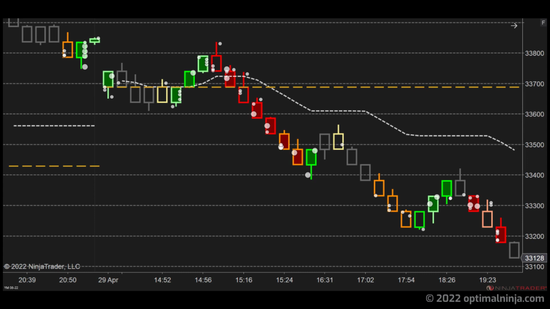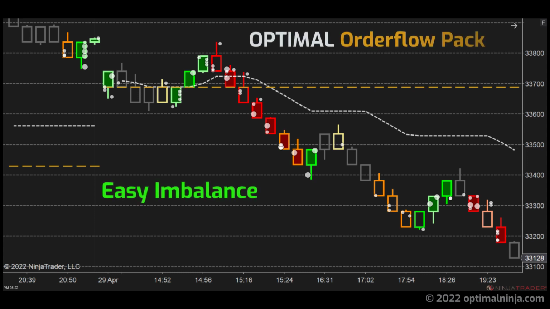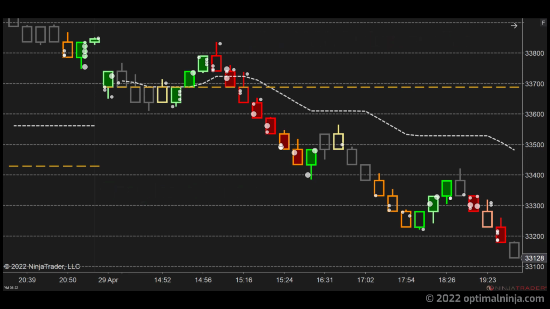In this presentation we're going to focus on easy imbalance, which is part of our optimal order flow pack. Easy imbalance color codes your bars according to multiple imbalance conditions, which makes it simple to bring the power of order flow to your charts without overloading them with numbers and plots. If you haven't already done so, I suggest watching part 1 first to familiarize yourself with the underlying concepts of imbalance and how we've improved signal filtering.